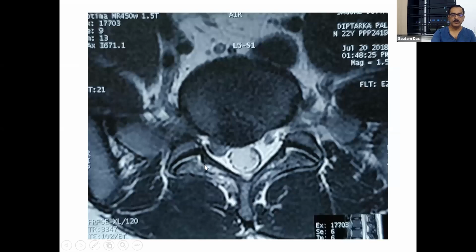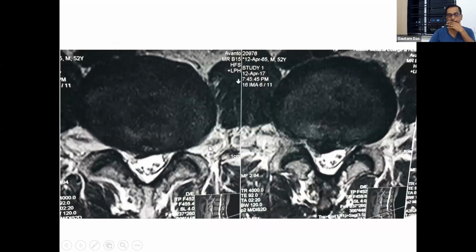So here again the traversing nerve root will be involved. Here is the neural foramen. So it is the superior articular process, inferior articular process. Here is the foramen. So it is the traversing nerve root that will be getting involved. Here another, I told you this is the commonest one. So here also this is the traversing nerve root that will be getting involved.